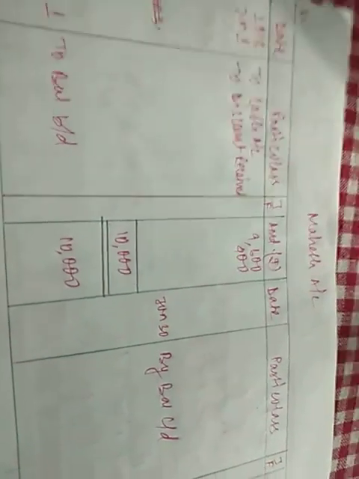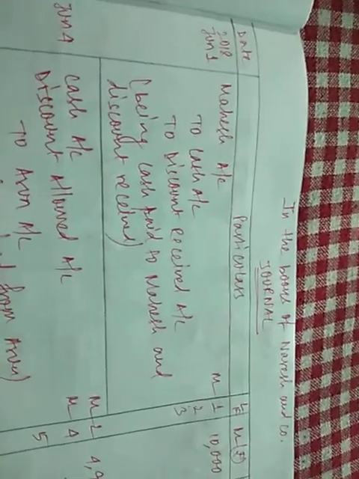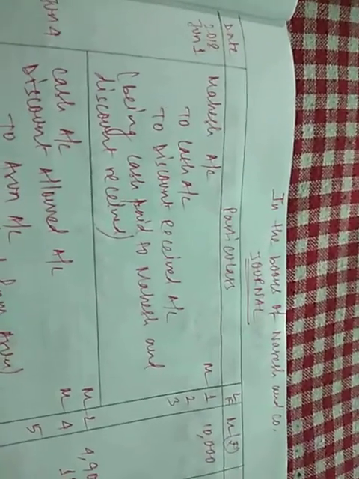After you have prepared all the accounts for ledger, thereafter we'll start making entries in ledger. How to make entries in ledger, I'll show you. Let us go to the journal again. The first entry is Mahesh account debit to cash, to discount received.